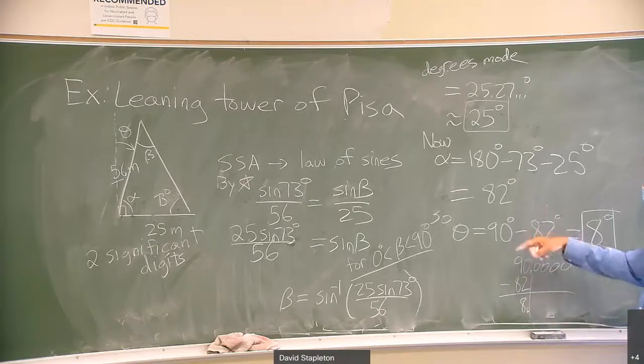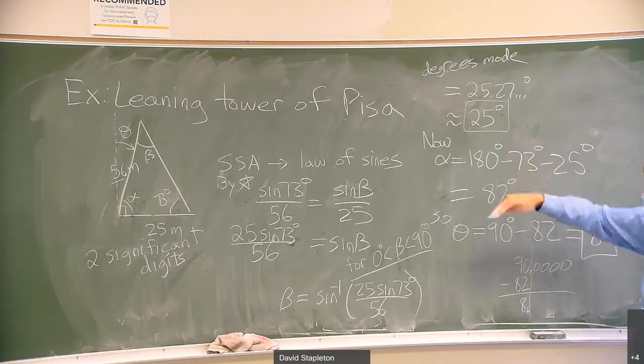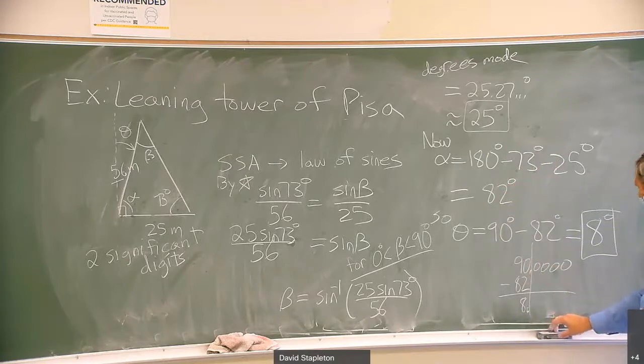Whereas with multiplication and division and these trig functions, you carry as many digits as the fewest number of significant digits of the numbers going in. All right, so we'll say that's approximately 8 degrees.